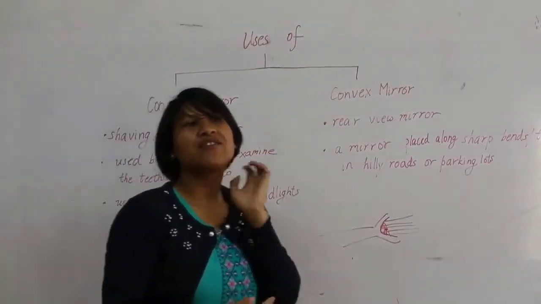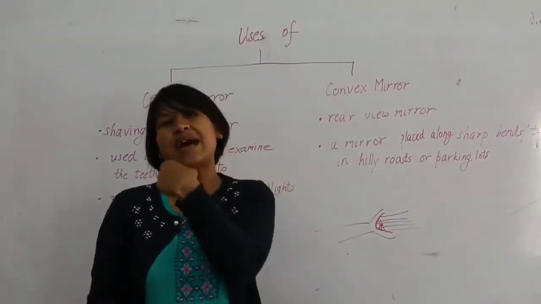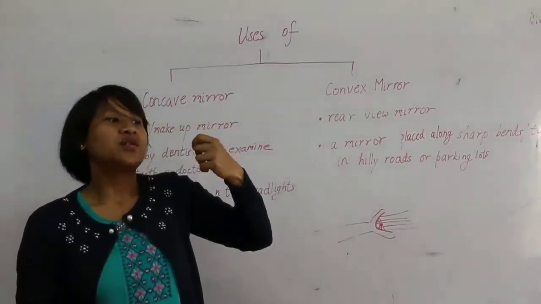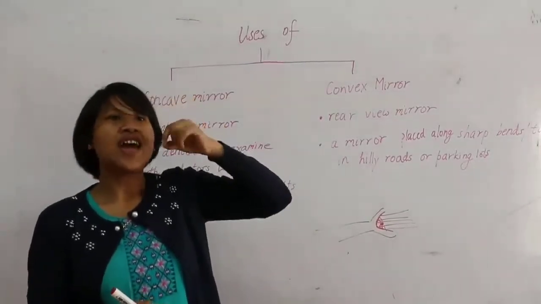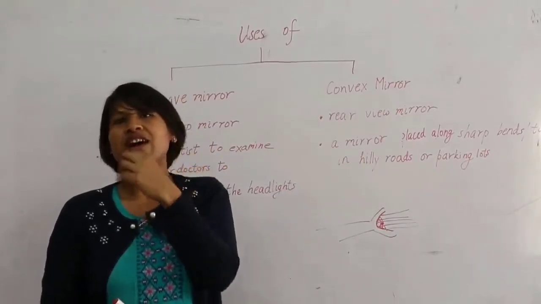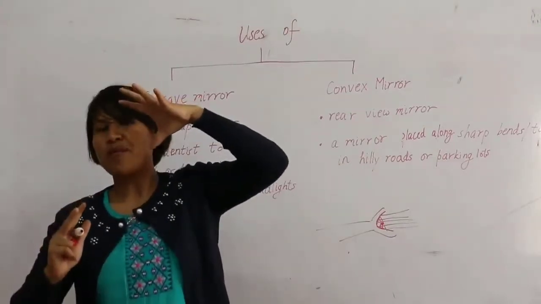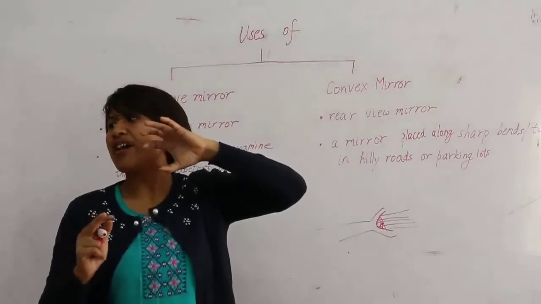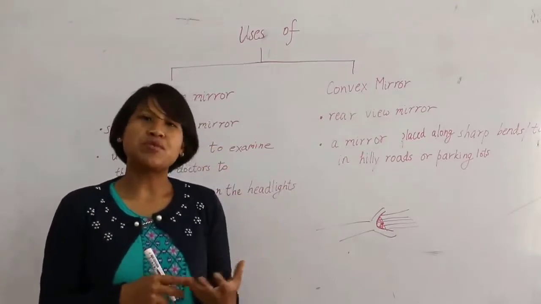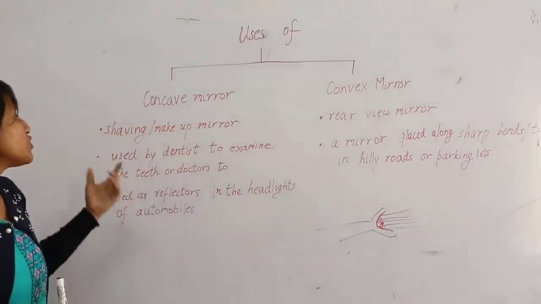Next, it is used by dentists. When you go to examine your teeth, the dentist takes a small mirror and places it inside your mouth to examine your teeth. The reason is that an enlarged image is formed in the mirror, so that's why they use the concave mirror. It is also used by doctors for examining the eyes, but usually by dentists.